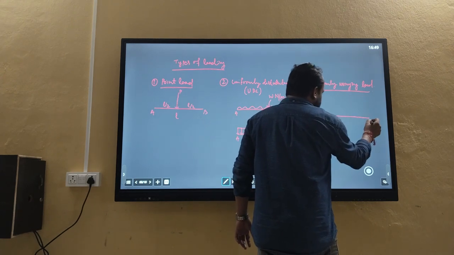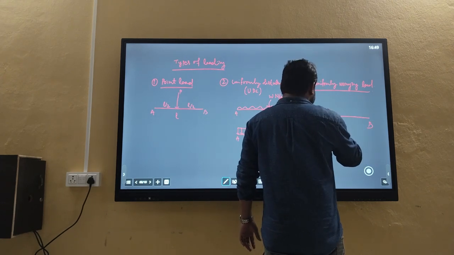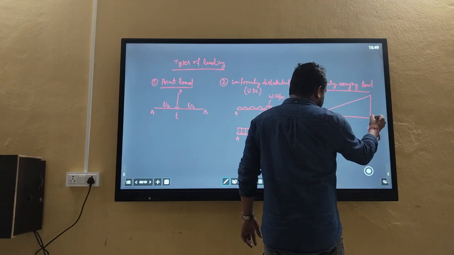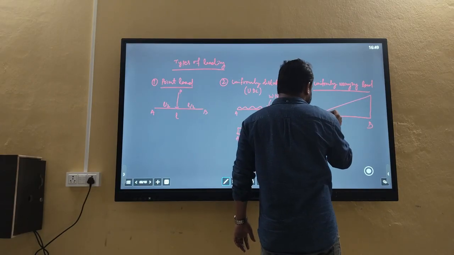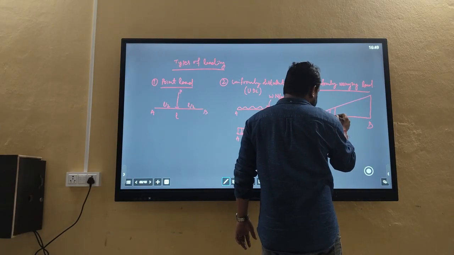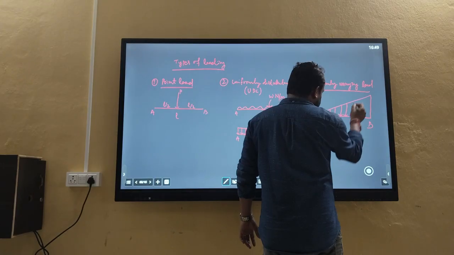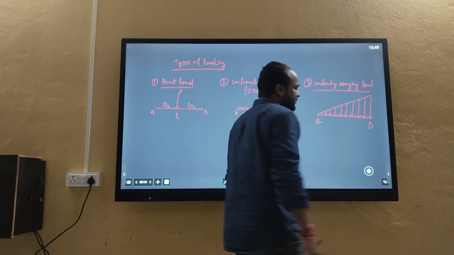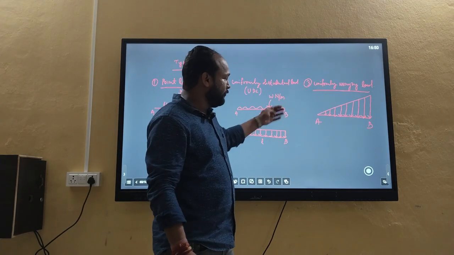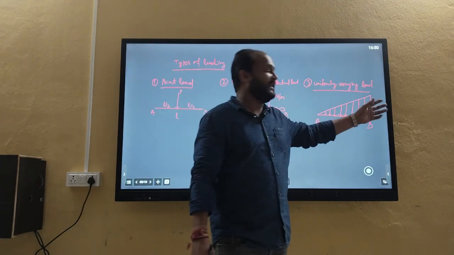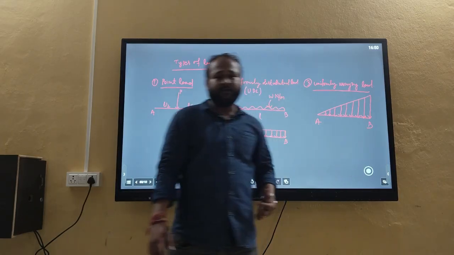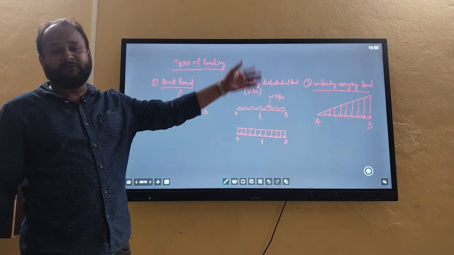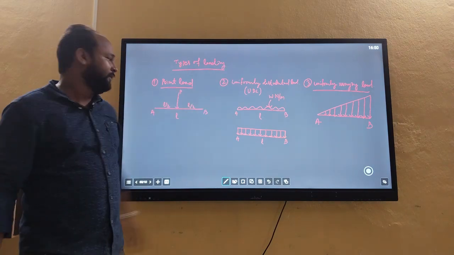Okay. And the third one is the uniformly varying load. Suppose it is a beam AB in which at point A the load is 0 and towards point B the load is increasing. That means the force is uniformly increasing as we move from the left-hand side to the right-hand side. This is known as your uniformly varying load. Here we have to take the area of the triangle for calculation of load, which we will be discussing further. Okay, next.